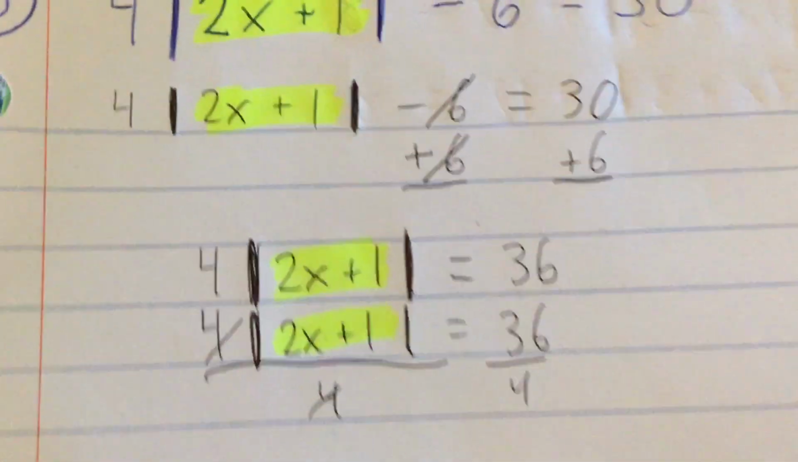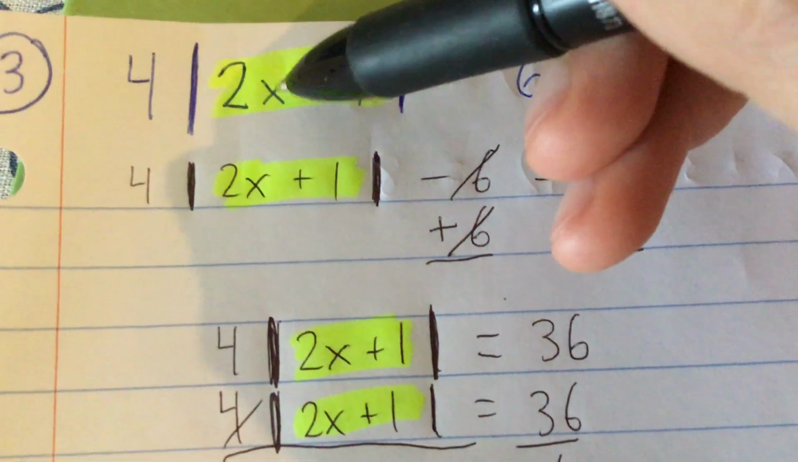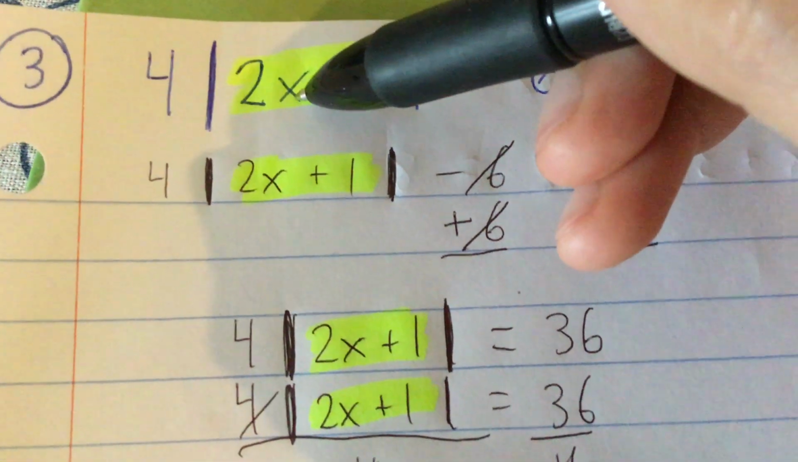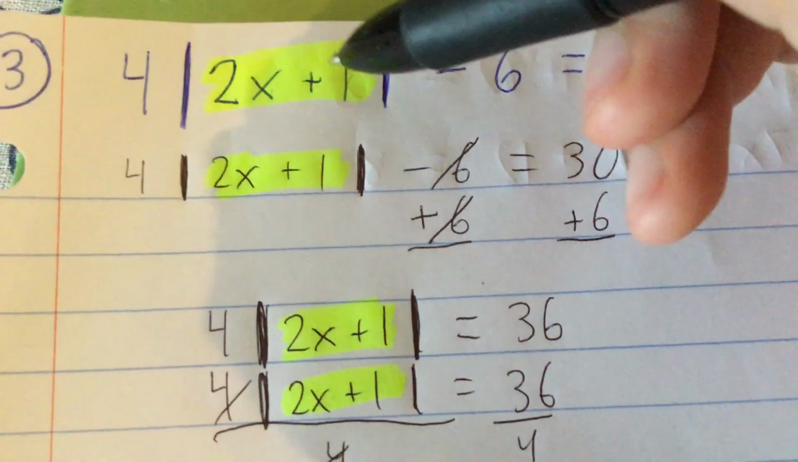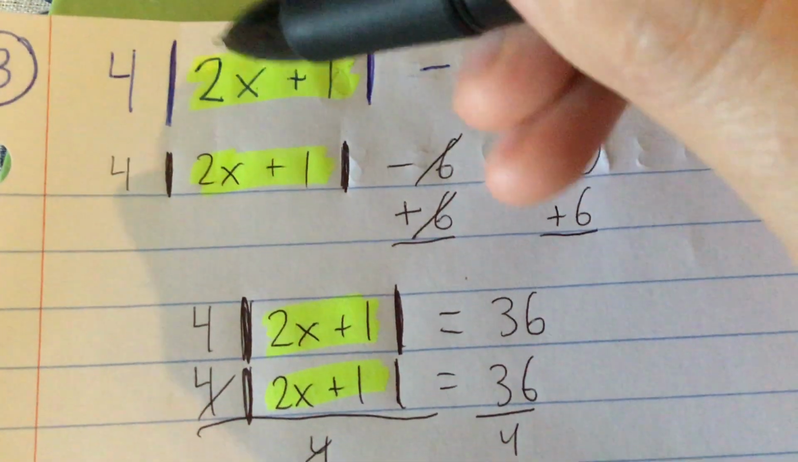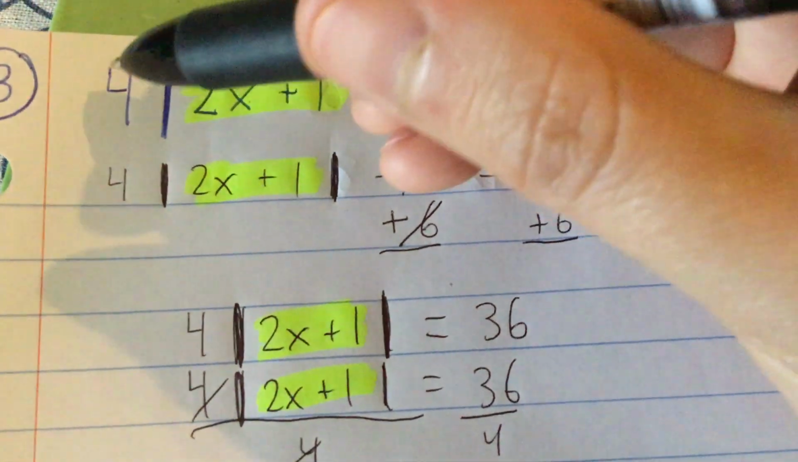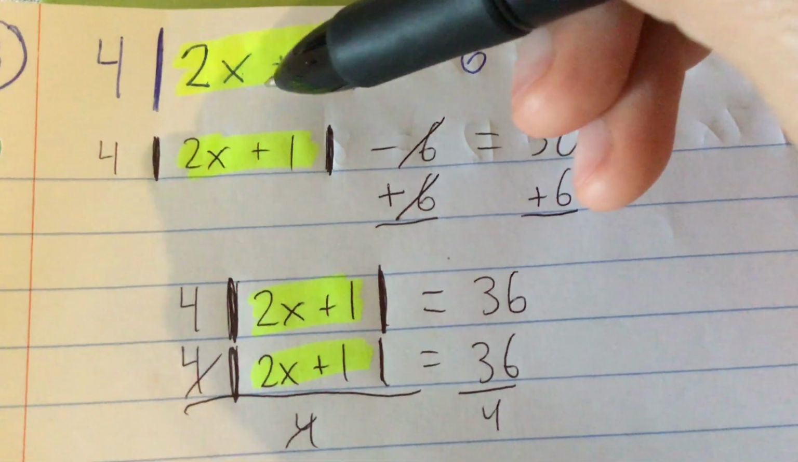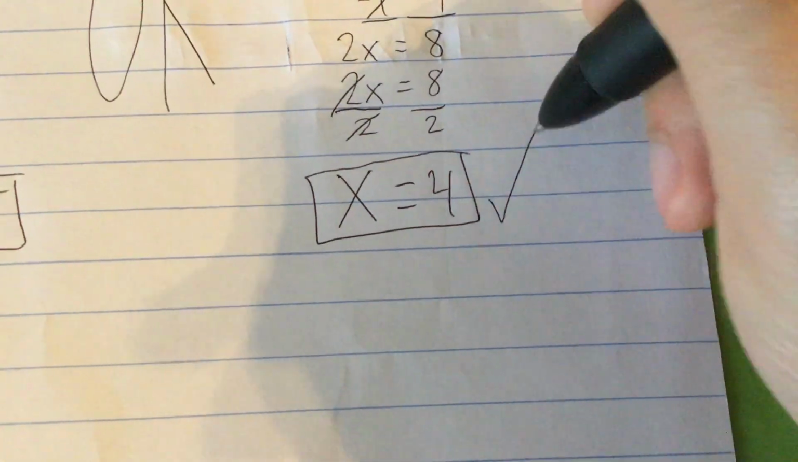Now let's plug them in. So let's plug in one of the solutions. Let's go with positive 4. 2 times positive 4 is 8. 8 plus 1 is 9. The absolute value of 9 is 9. 4 times 9 is 36. 36 minus 6 is in fact 30.